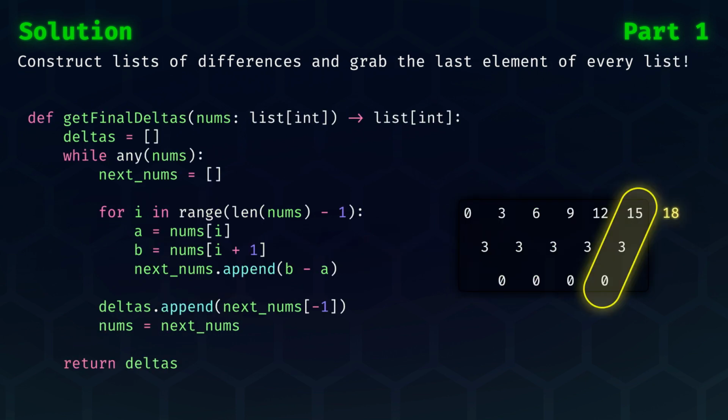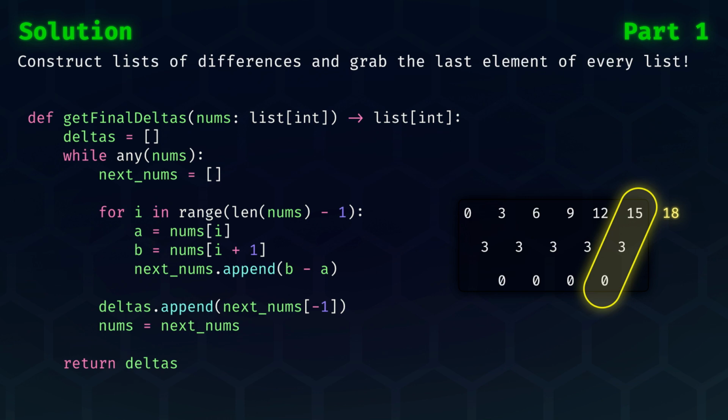Here you see the algorithm with a visual example. Given the list of numbers, called nums, we first construct a list of deltas. Then while any nums, which means that we loop while any number is not 0, then we construct the next number row, which represents the differences.